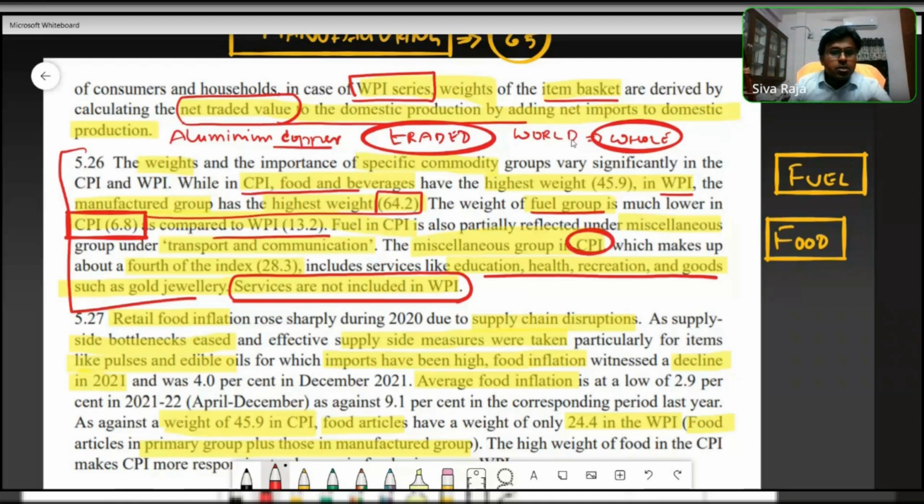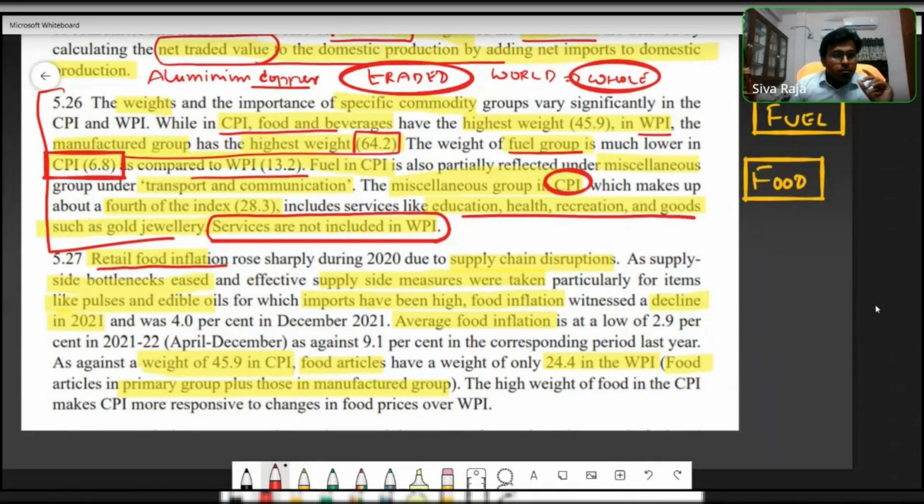Which is the consumer perspective here? This. Now look at this point, retail food inflation. When food inflation increases, or there is supply chain disruption and food prices increase, CPI will increase because CPI has a higher food weight. UPSC will not simply ask which has the higher food component. Earlier they used to ask that, but now they may say there is a disruption in the food supply chain and the food component is increasing at a high rate. So which of the following is true?